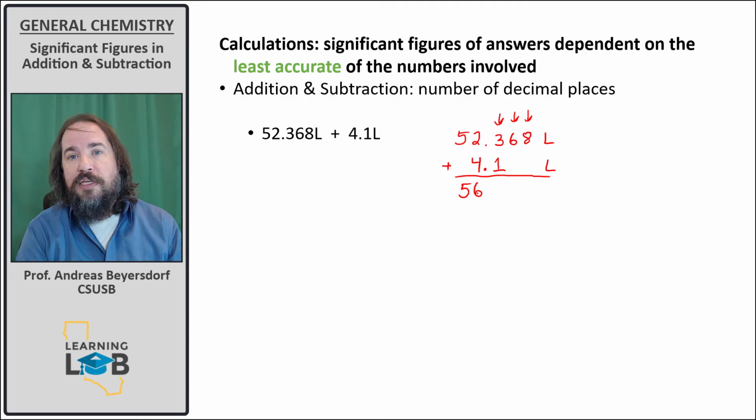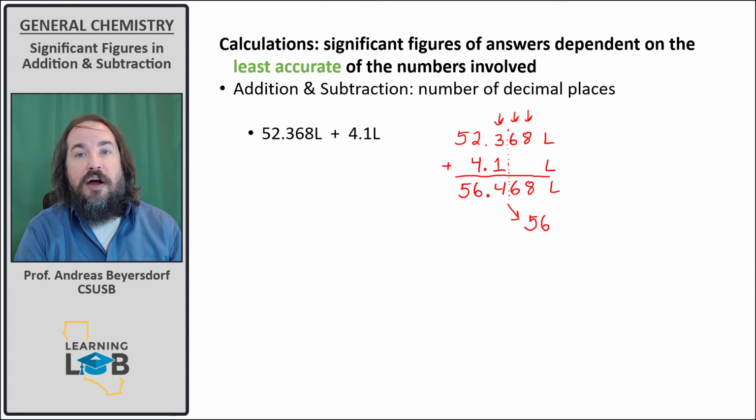So when we do this calculation, our calculator will bring up this value. But what we have to do is round this to the number that has the least number of decimal places. That would be the 4.1. So this becomes 56. We're going to keep this 4, but round it based on the next digit, and that's the 6. So this gets rounded up to 56.5 liters.